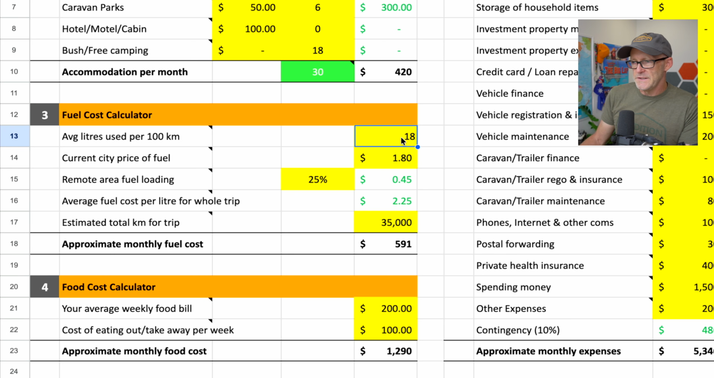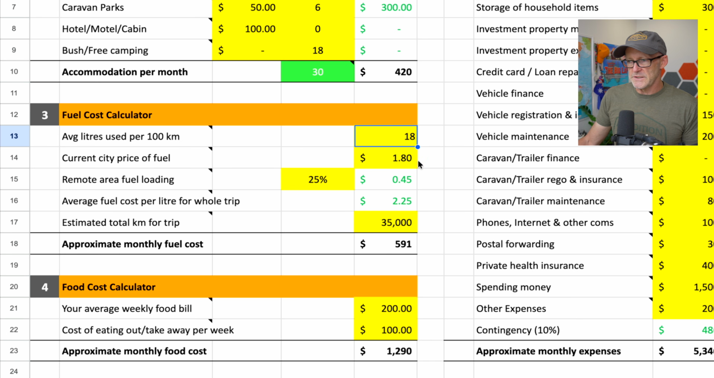Now my Land Cruiser, an old 80 series Land Cruiser with a 6-cylinder turbo diesel, it gets roughly about 15 to 17 litres per 100 kilometres. Around the city, if it's not loaded and I don't have the roof rack on, I might get down to about 14. But when it's fully loaded, camper trailer on the back, and we're sort of 17, 18, maybe 19 at the worst case scenario. So I would put in an estimate of about 18 just to be on the safe side.